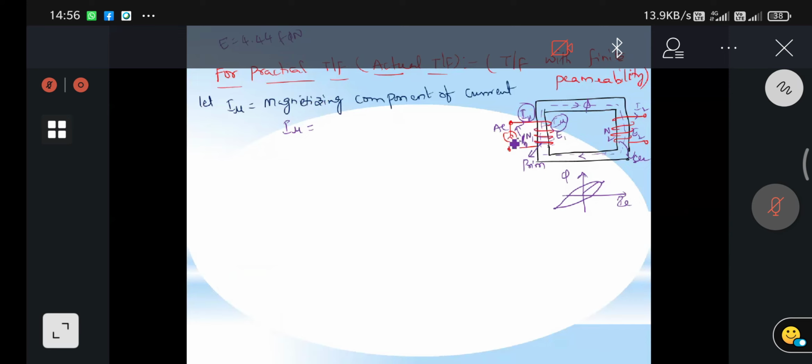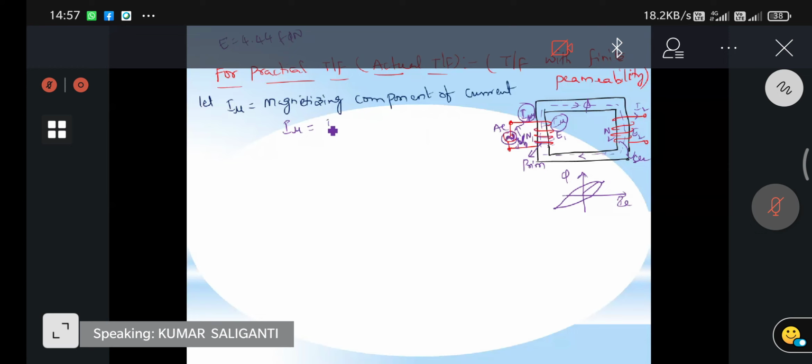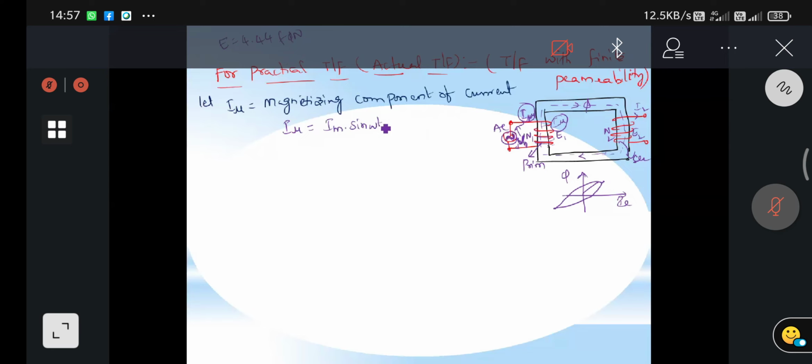You are giving a sinusoidal voltage to the primary winding. That is the alternating voltage, so you get a maximum value of current here. This is I mu, which is equal to Im sin omega t.